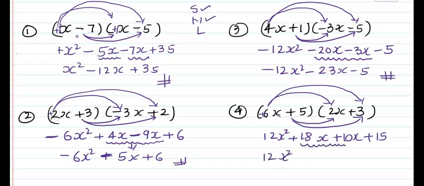Now 18x plus 10x, if you add it, so Ashvika, 18x plus 10x, once you add it, what will you get? 28x. And sign plus or minus? Plus 28x and plus 15.